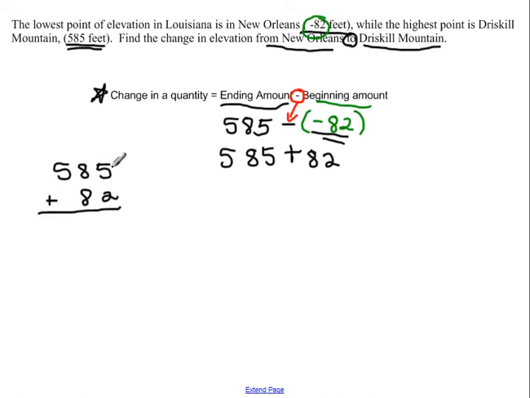And when I add that up, 5 plus 2 is 7. 8 plus 8 is 16, so 6 and carry the 1. 5 plus 1 is 6. So 667. Okay.